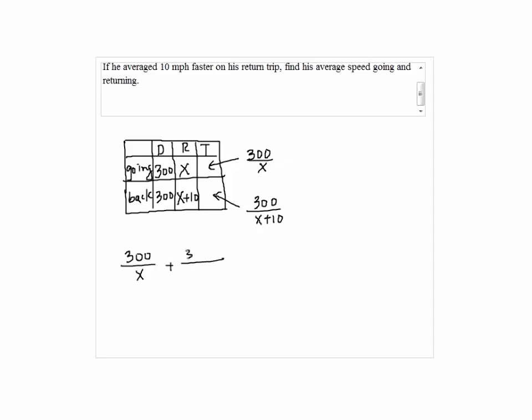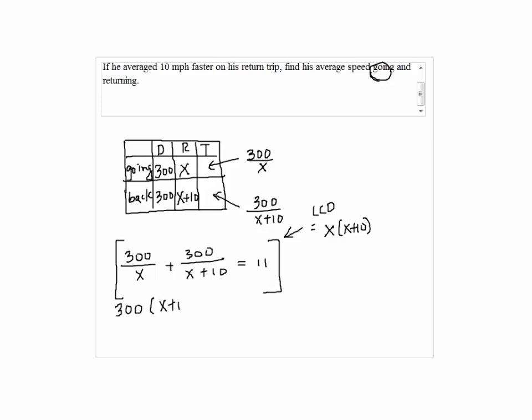When you add these two times, he took a total of 11 hours. So first, we want to find the LCD, which is x times x plus 10. So that's where you multiply both sides. So we have 300 times (x plus 10) plus 300x equals 11x times (x plus 10).